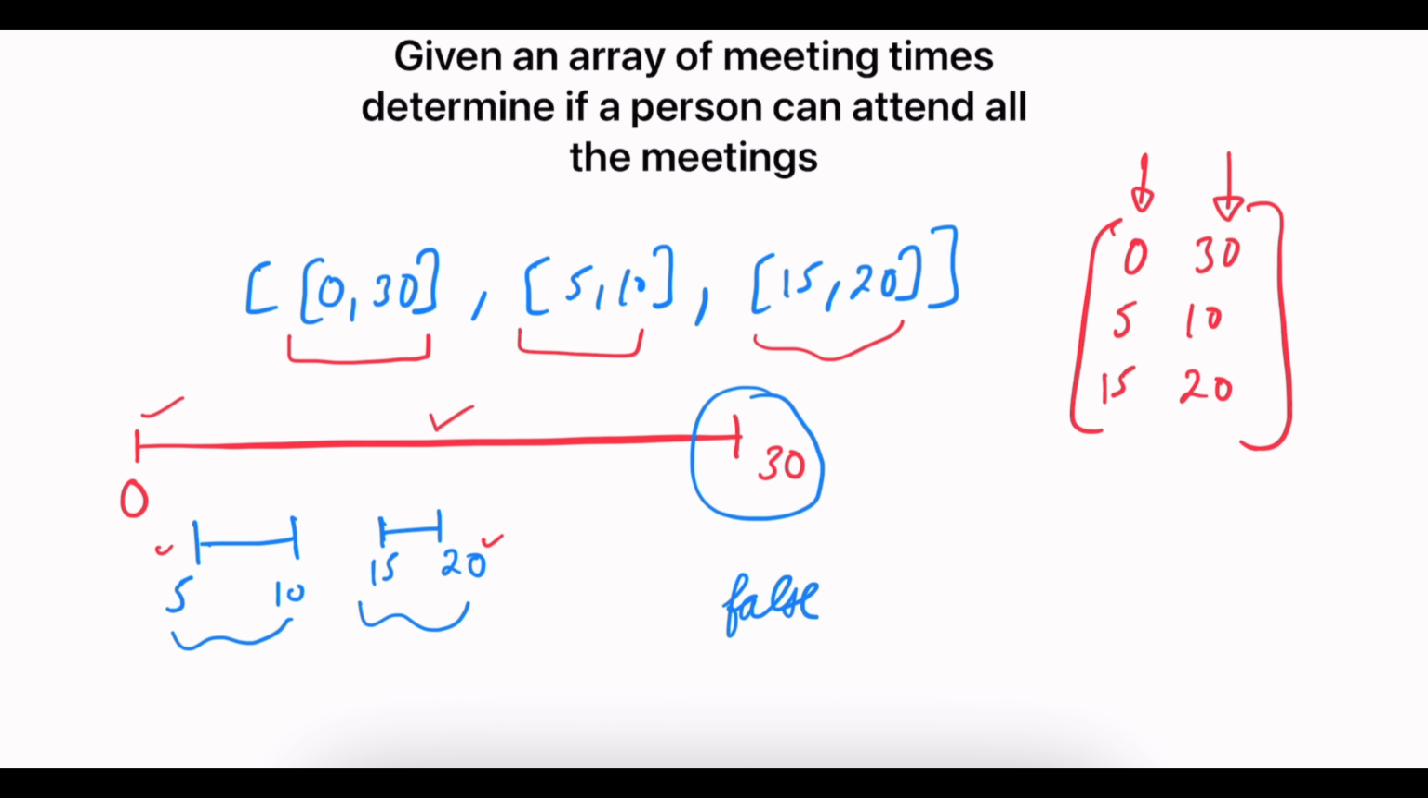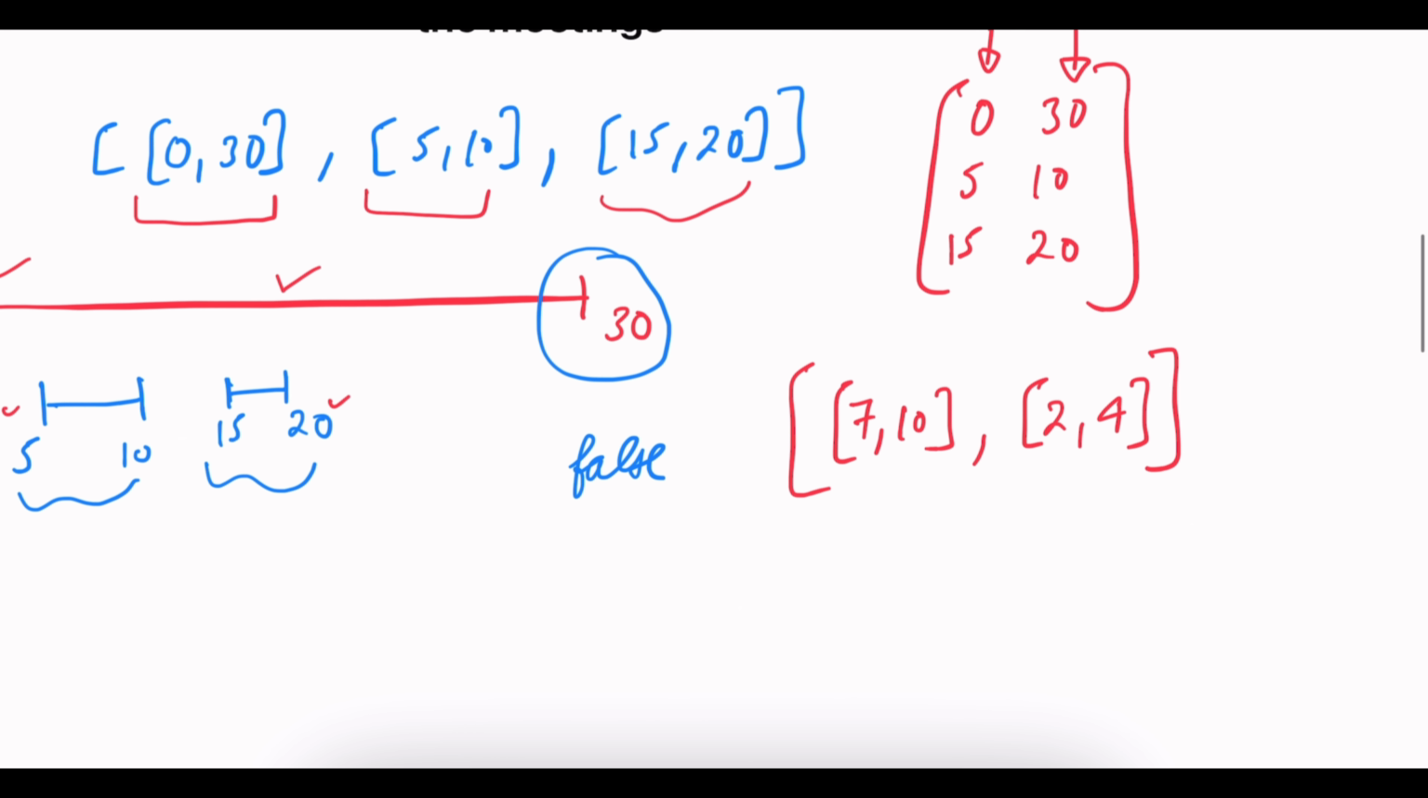And if there is no overlap, for example, if there are two items, let's say 7, 10 and 2, 4, and this is a separate 2D array. So for this case, if we draw the times here, 2, 4 and 7 would be here and 10 would be here. As you can see, there is no overlap. So for this case, we have to return true.